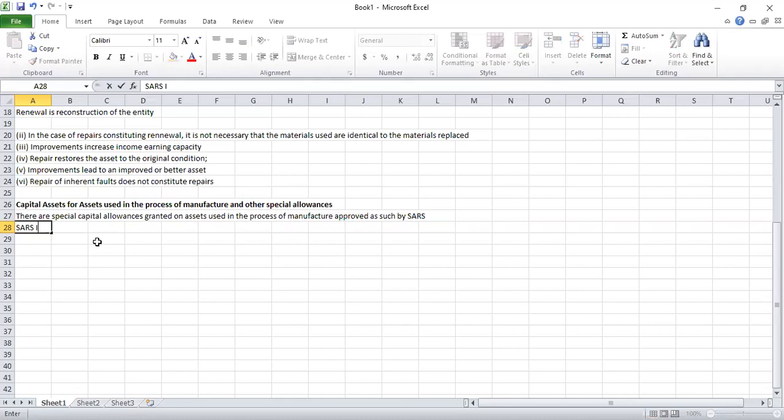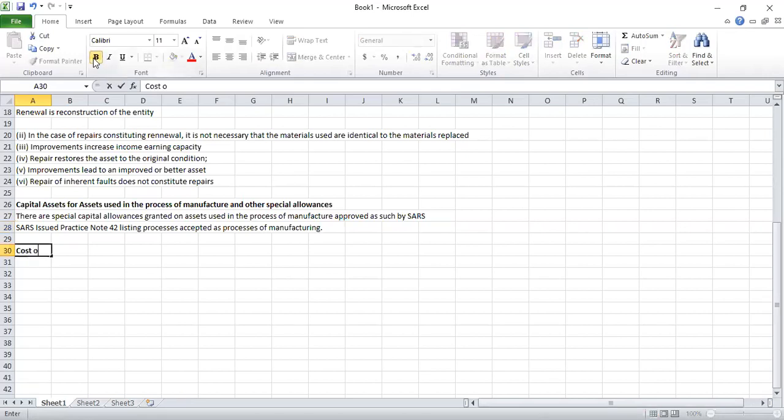SARS issued Practice Note 42, listing processes accepted as processes of manufacturing. So if you have an approved cost of manufacturing, then there will be special rates, which we're going to talk about very soon.